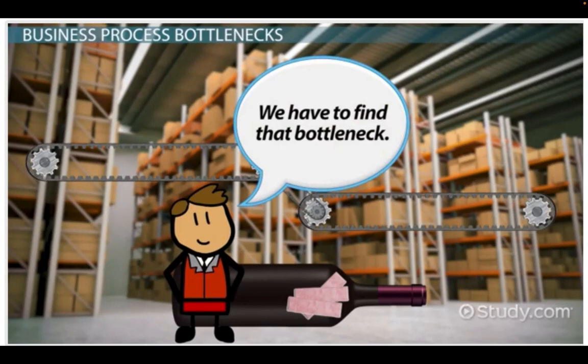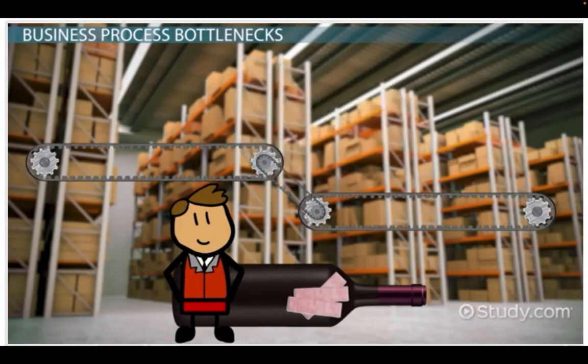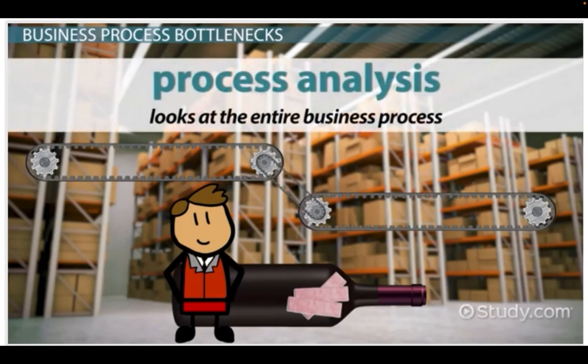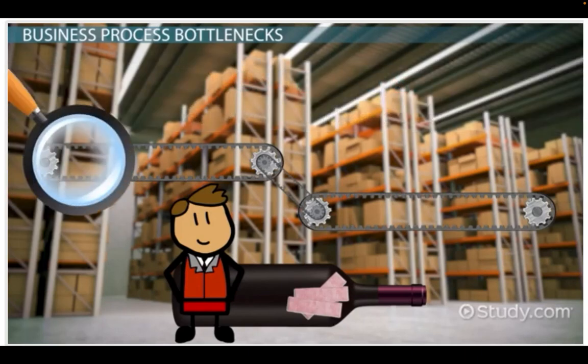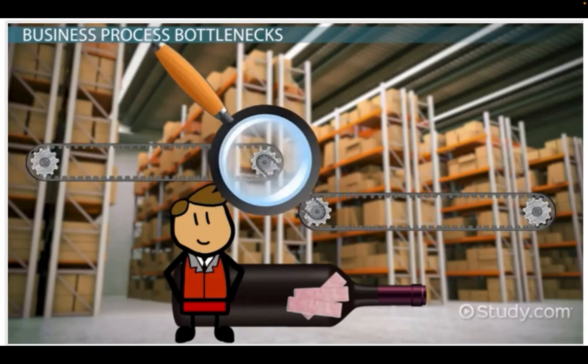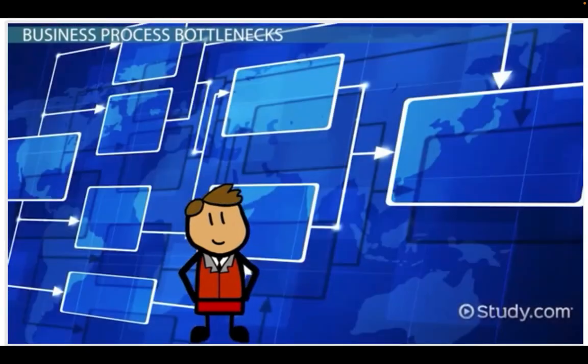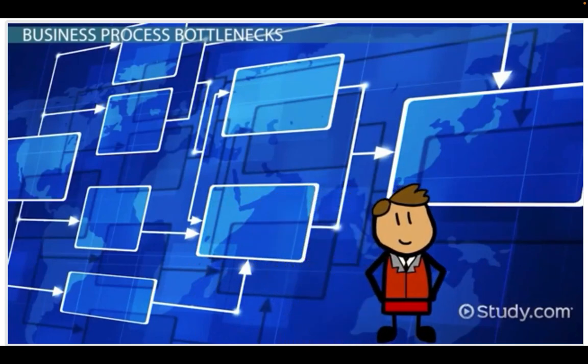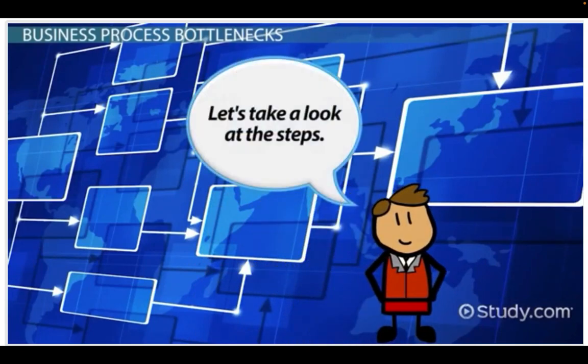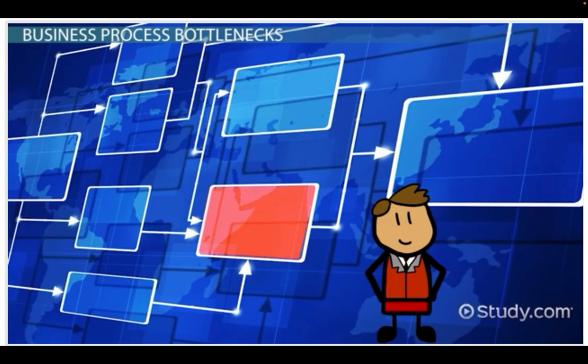To find and eliminate a bottleneck, we use process analysis. Process analysis looks at the entire business process. Most often, this analysis begins with an identification of all of the business process steps. Then, a flowchart is developed to show these steps. Once we have the steps, we can determine the capacity of each step. Then, when we find the step with the lowest capacity in the process, we have located the bottleneck.